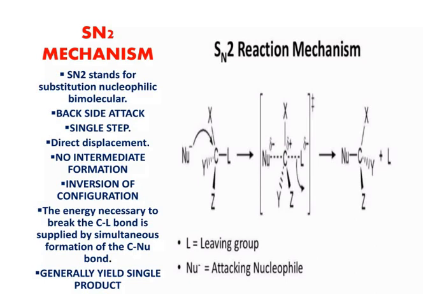So look at the SN2 reaction mechanism. SN2 mechanism: substitution nucleophilic bimolecular, backside attack, single step, direct displacement, no intermediate formation, inversion of configuration. The energy necessary to break the C-L bond is supplied by simultaneous formation of the carbon-nucleophile bond, and generally yields a single product. So these are very important points related to the SN2 reaction. Here L is the leaving group and Nu minus is the attacking nucleophile.